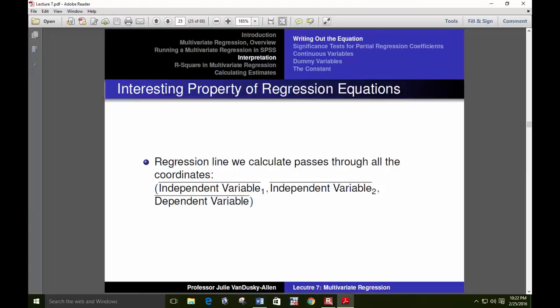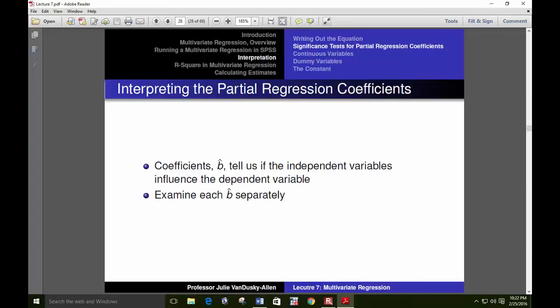Recall that in bivariate regression, the regression line went through the coordinate mean of the independent variable, mean of the dependent variable. The same is true for multivariate regression. The regression line we just calculated passes through the coordinate means of all the independent variables and mean of the dependent variable. After you have written your equation, you need to interpret the significance tests for the coefficients B hat. In this process, you will examine each coefficient separately.